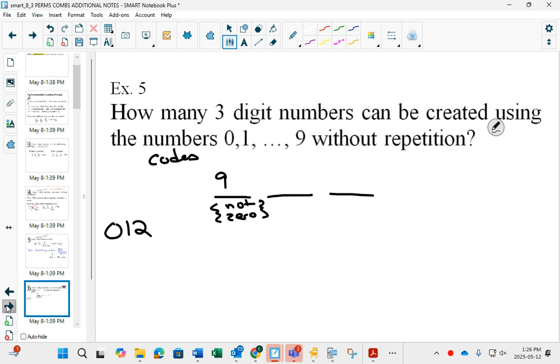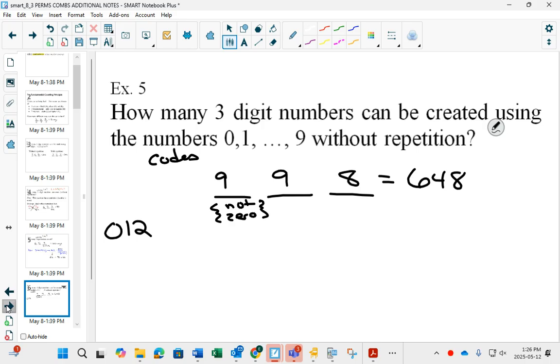How many choices do we have for the second one? 9 again, because 0 gets put back in, but one number was used up. And now 2 numbers are used up for 8. So this gives us 648 total possibilities.